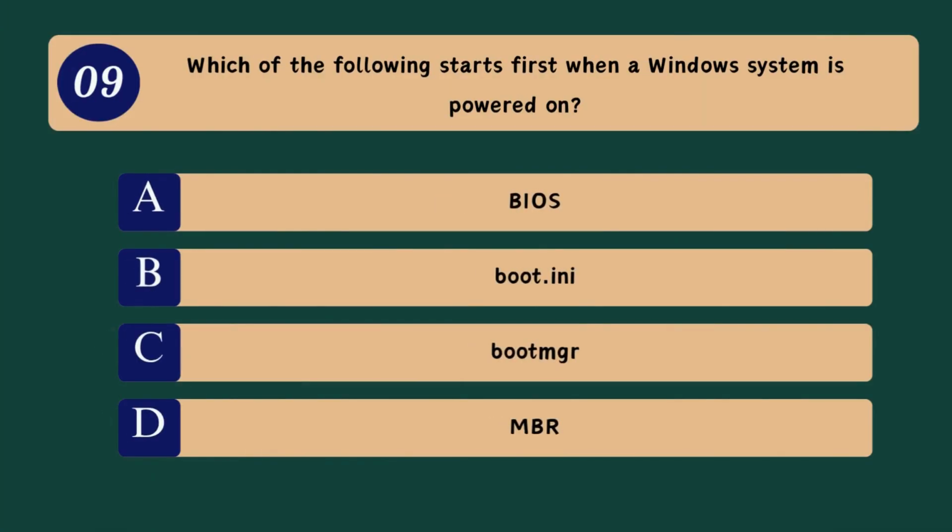Question 9. Which of the following starts first when a Windows system is powered on? A. BIOS. B. Boot Dyni. C. Boot MGR. D. MBR.